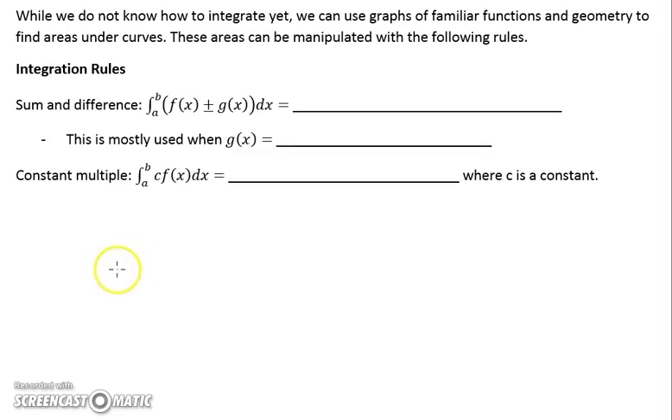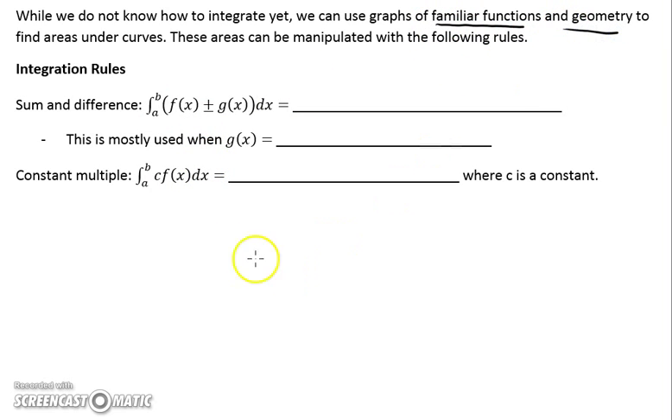Those are coming. But what we can do is use graphs of familiar functions in geometry to find area under the curves, and then we can manipulate those with these two rules here. So before we talk about these rules, I want to mention what I mean by familiar functions in geometry.